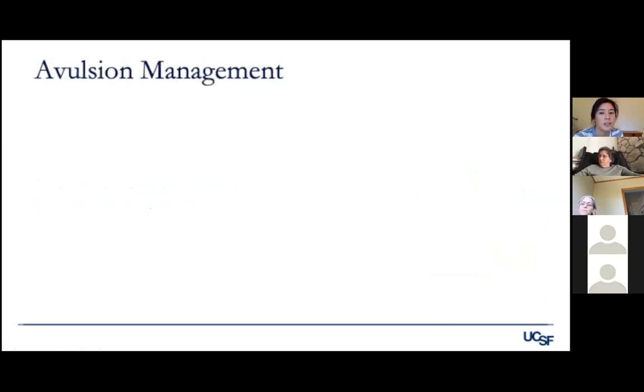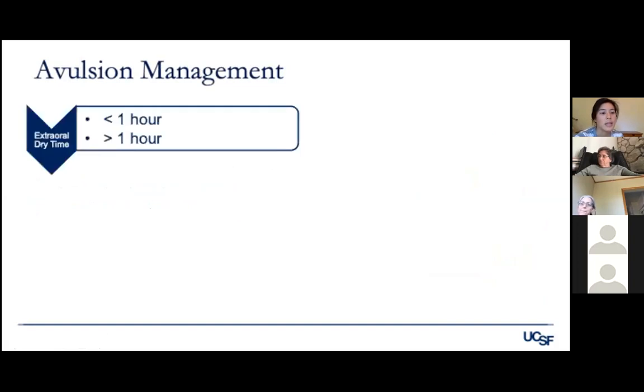The management depends on a couple of things. One of them is extra oral dry time. So how long has the tooth been out of the mouth? If it's less than an hour, the prognosis of the cell survival is better. If it's been more than an hour and it has been dry out of the mouth without any medium or any solution, then the prognosis of that tooth goes way down. And so if a patient comes in, it's important to know when the injury occurred, and if they have the tooth, then we should be able to place that tooth back into its socket.